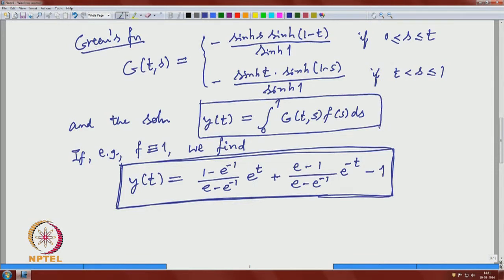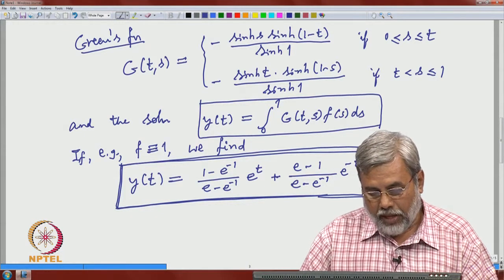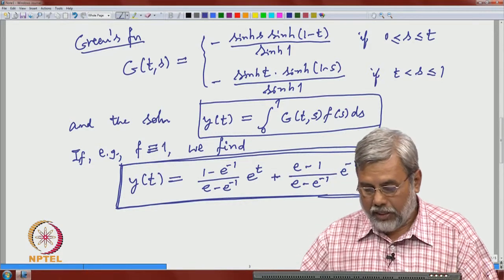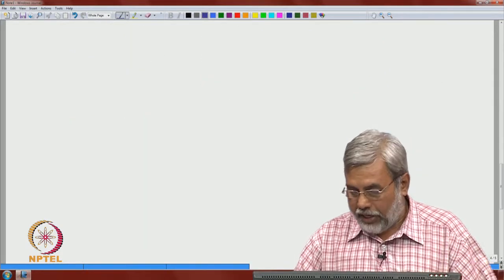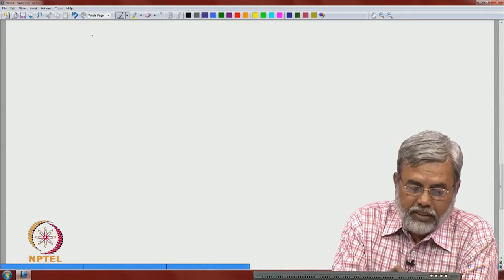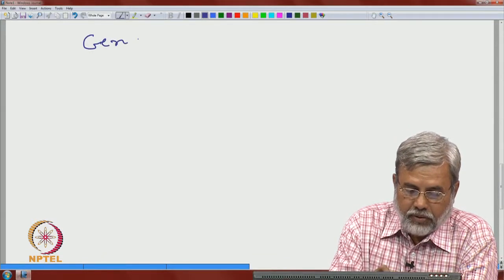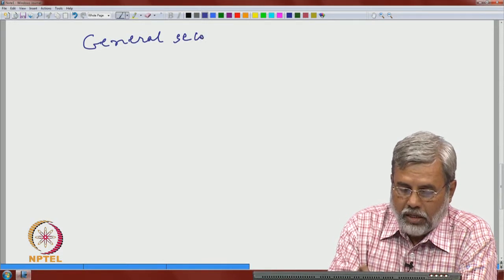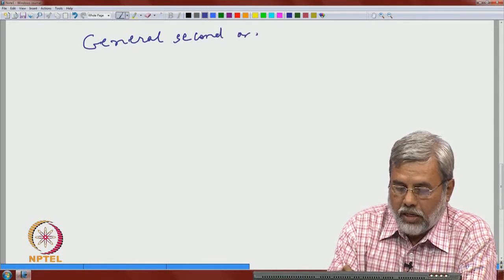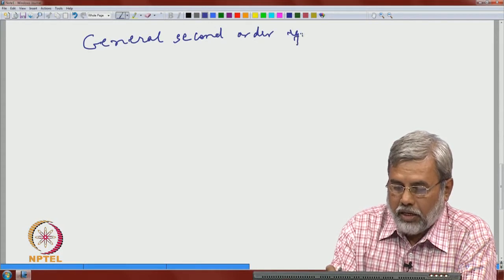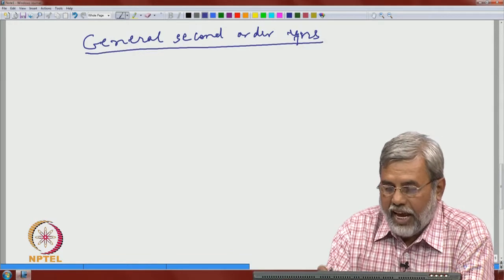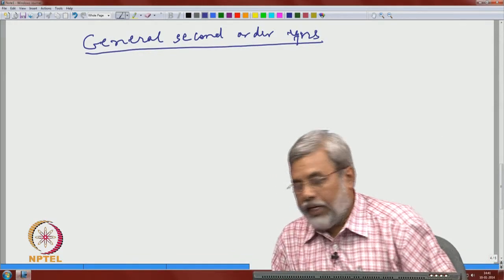Okay. So, we will discuss the uniqueness a little later. We have found a solution. The next question obviously is whether it is unique or not. Okay. So, now we go to general second order equations, and see how far we can carry whatever we have done in the linear case.